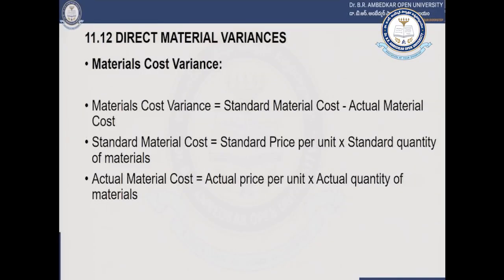So first one, material cost variance. The material cost variance can be calculated by using the formula: standard material cost minus actual material cost. So what is standard material cost? Standard material cost is nothing but the standard quantity that you wanted to use and the standard price you wanted to pay to purchase that quantity. That is the standard price per unit of raw material.